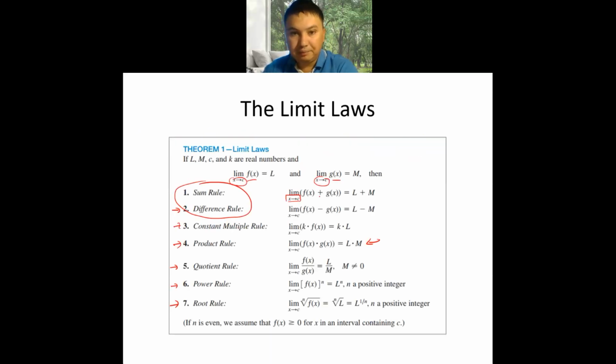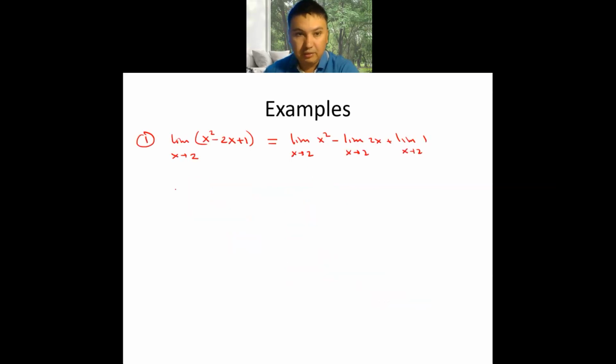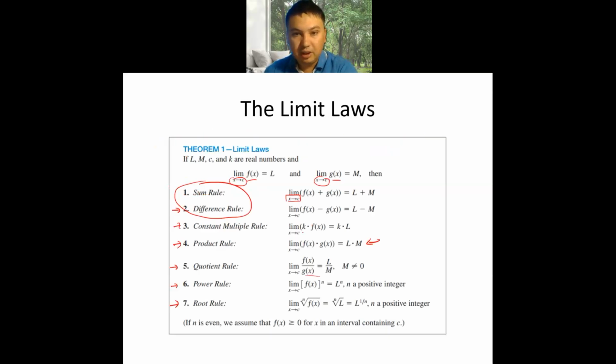Well, here it's the power rule, right? So if you know the limit of x, then you can just square it. So this becomes limit as x goes to 2 of x, and then I can square it. Minus, what is the 2? So here, you see I'm multiplying, so you can take out the k.